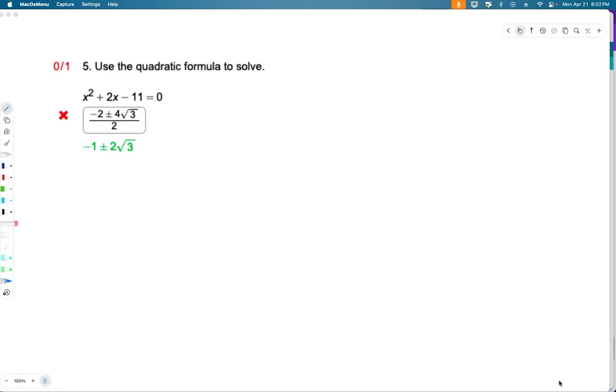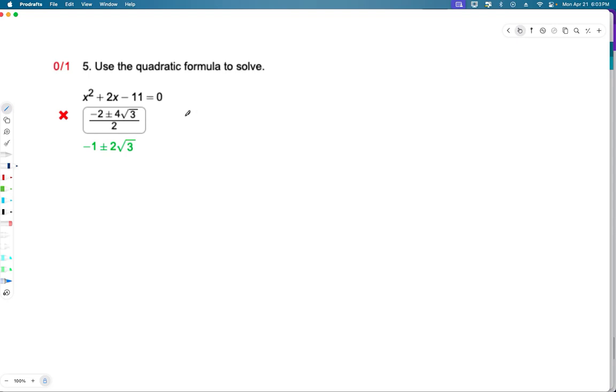Hey, Michaela. So here is the first problem that you got incorrect on lesson number 119. Okay, so let me get my pen here. So here's what I see. I see that you did the math correctly. You forgot to reduce. So -2 divided by 2 is -1, and 4 divided by 2 is 2. If you had divided these by 2 and reduced the fraction to a whole number, you would have gotten that one marked correct. So just go back and reduce that fraction entirely, okay?